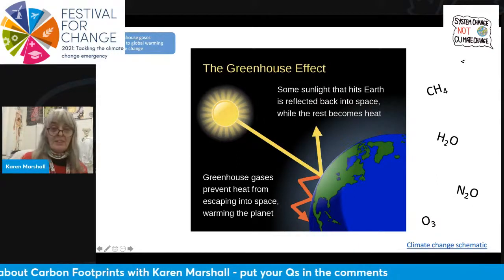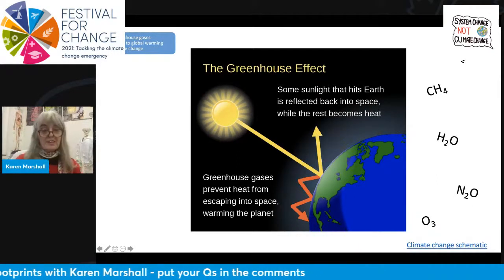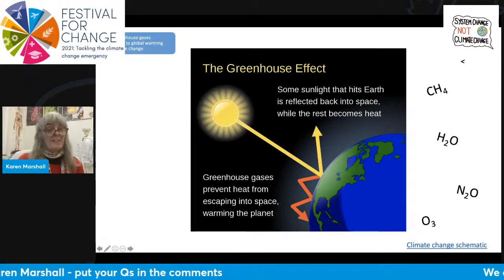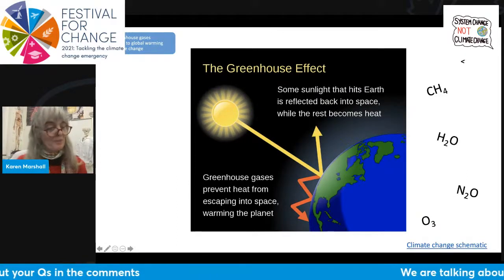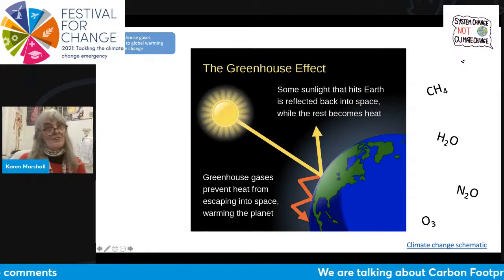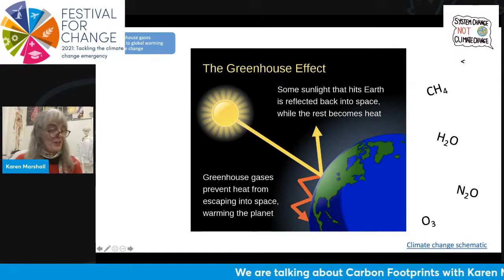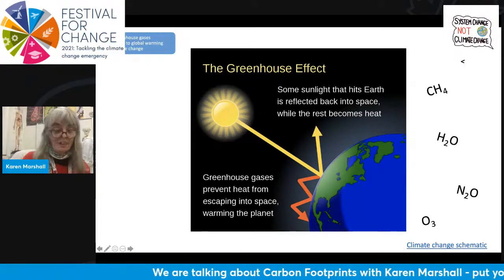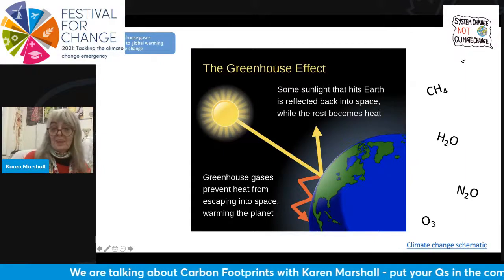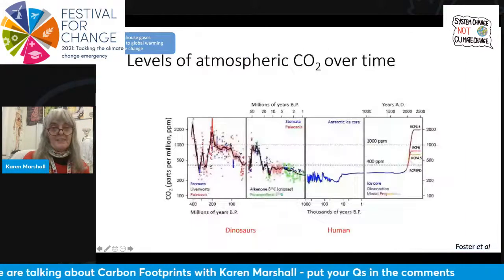We only have to look at our nearest neighbours to understand just how important the greenhouse effect is. For example, Venus has 96% carbon dioxide, surface temperature 400 degrees Celsius. On the other hand, Mars has no atmosphere, where the average temperature there is minus 60.